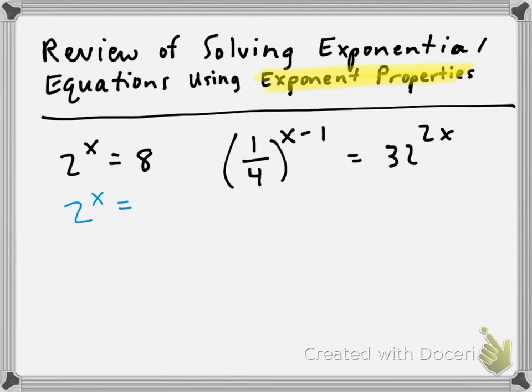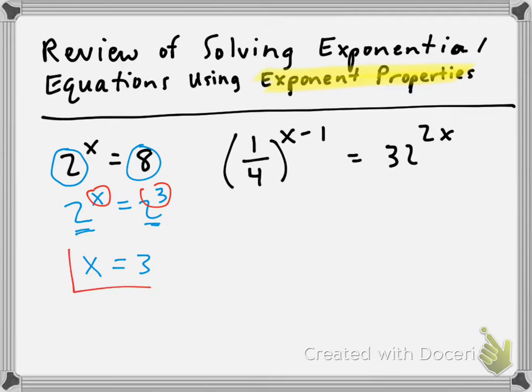So, solving exponential equations using exponent properties: we know when we have 2 to the x is equal to 8, we recognize that both 2 and 8 can be written as a power of 2. So we just rewrite 8 as 2 to the third power, and we know that when the bases are the same, then the exponents also have to be the same. So therefore x has to be equal to 3.